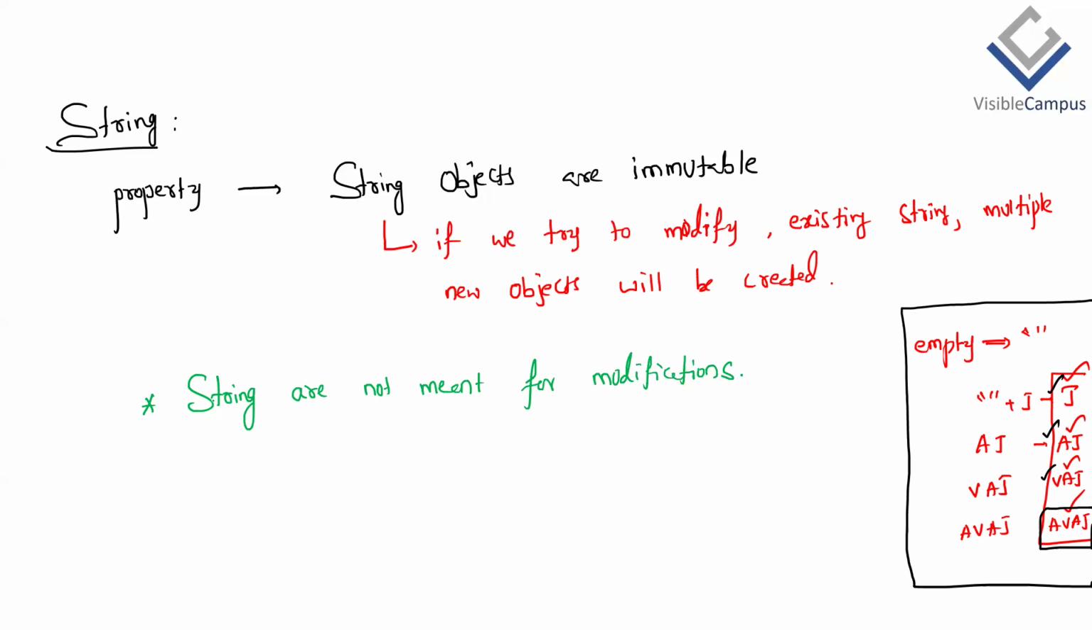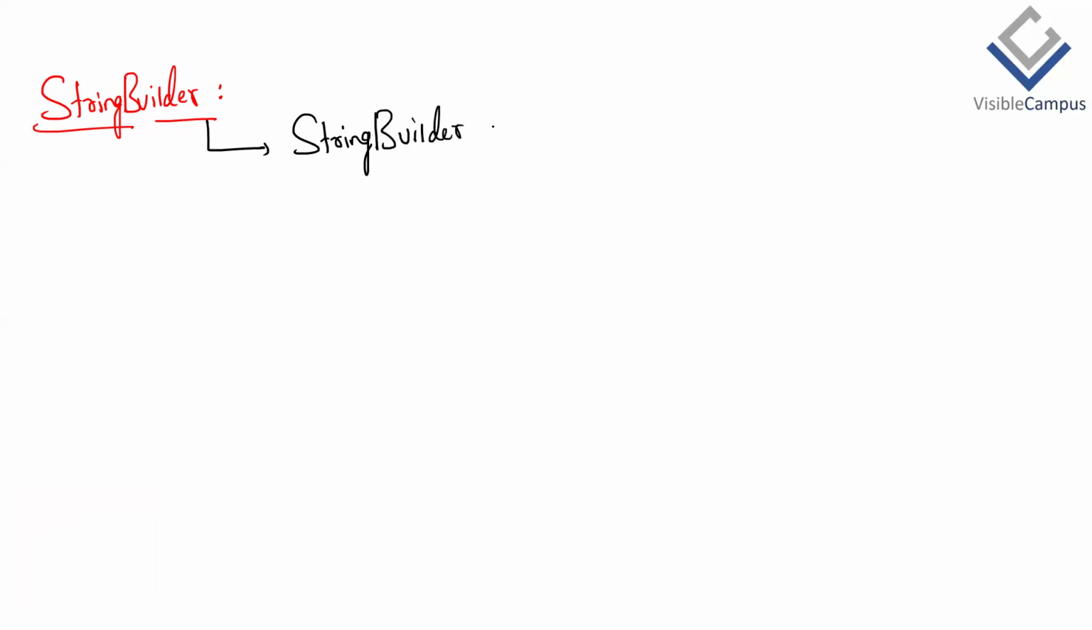Then what if we want to modify? For that, Java has come up with one more concept called StringBuilder. StringBuilder is the next concept. What is this StringBuilder? StringBuilder is a predefined class. Since it's a class name, we have to follow Pascal naming standards, so S and B have to be capital, no space. StringBuilder is a predefined class like String.